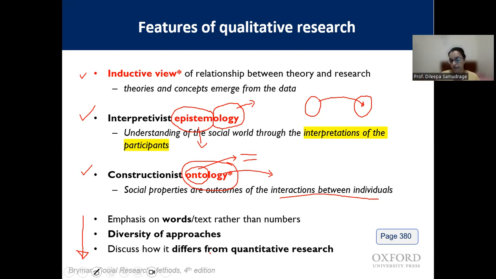Right? In qualitative research, you don't have a clear-cut process. We will learn that process later. But these 3 points are very important, right? One thing is that theories and concepts are derived or emerge from data. Then you understand the social world through the interpretations given by your research participants. Then the other one is social properties, which means the outcomes, your findings. Social properties are outcomes of the interactions between individuals, right? So how individuals behave, how they see it.